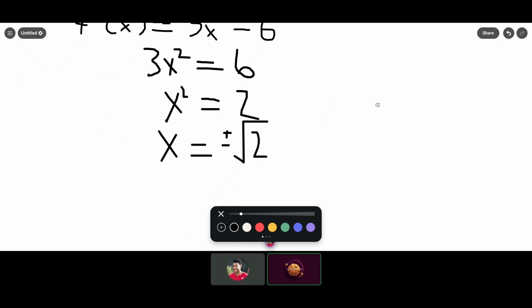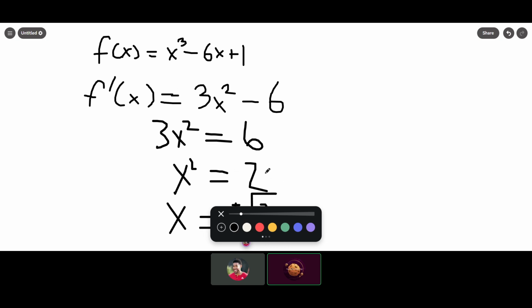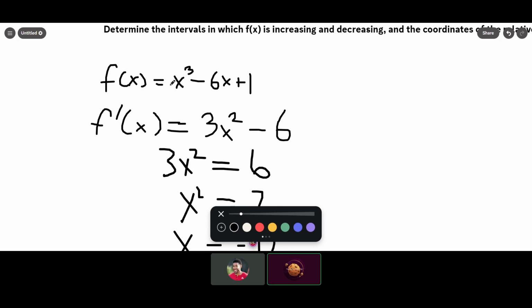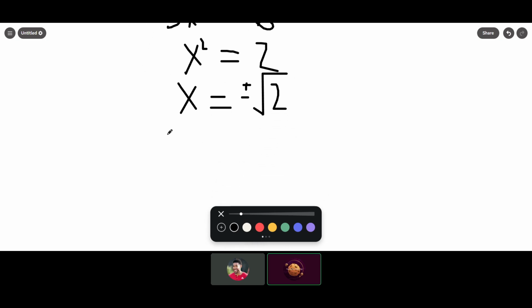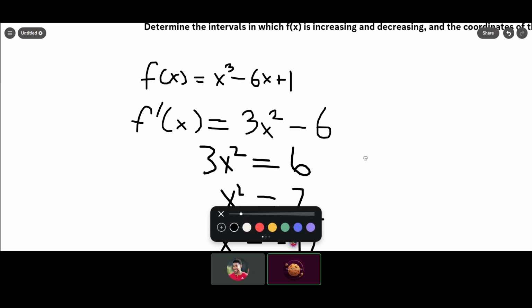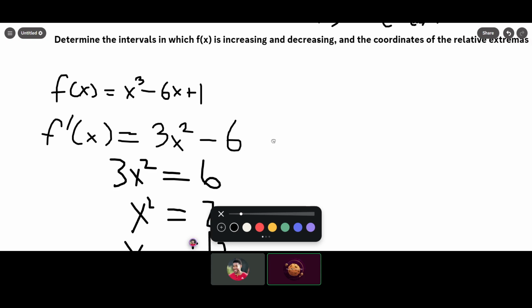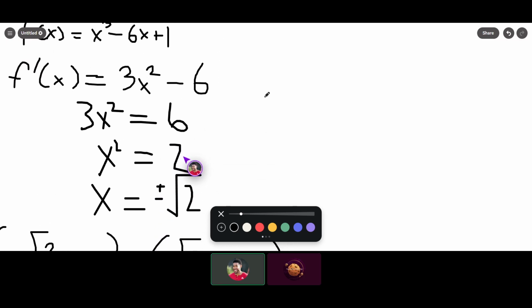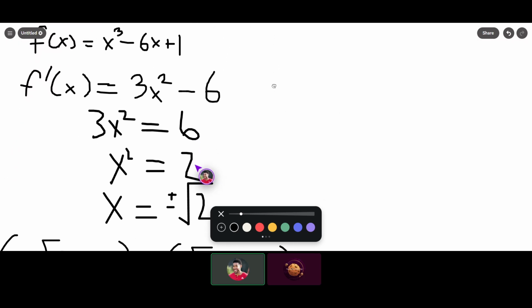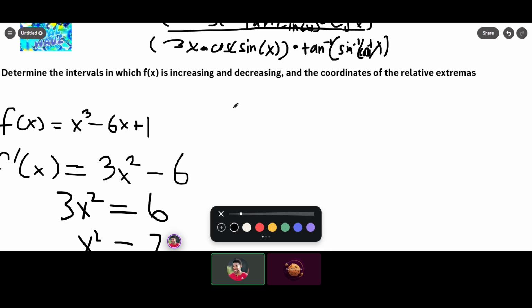And we are not done yet because we have to plug this x value into the original function to get the y coordinate. So we have 2 points. We have negative root 2, comma, a point, and we have positive root 2, comma, a point. So why don't you go back to the original function and plug that root 2 in to see what we get? If we plug the root 2 in, this is going to be a bit of calculation.